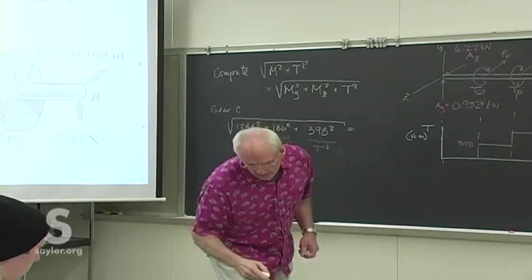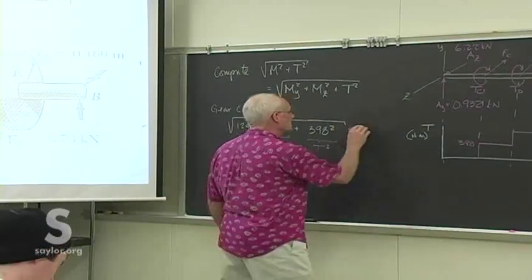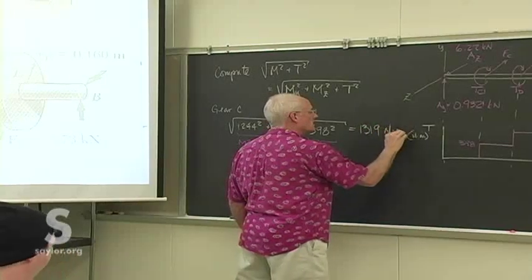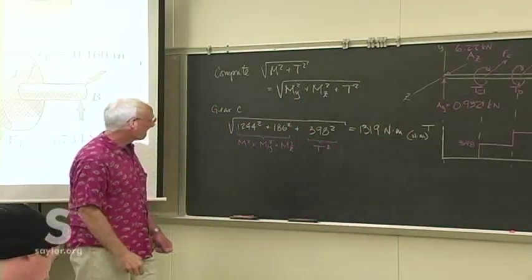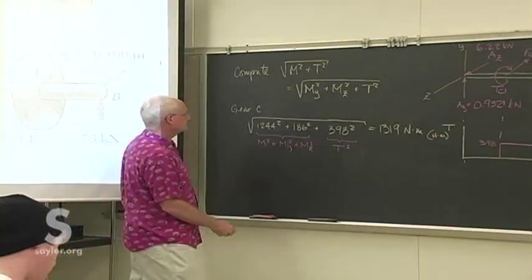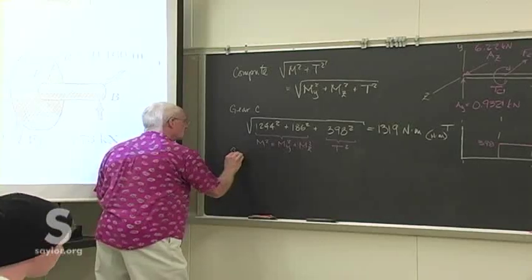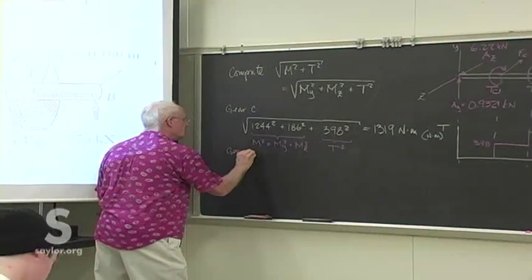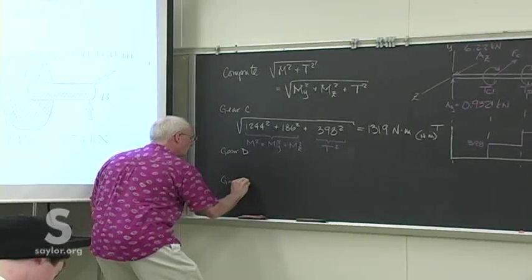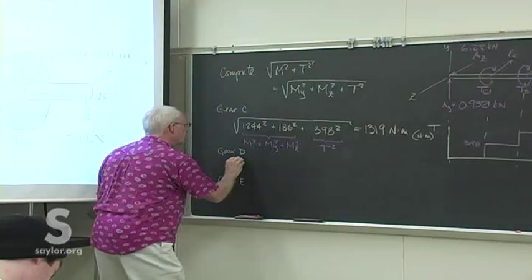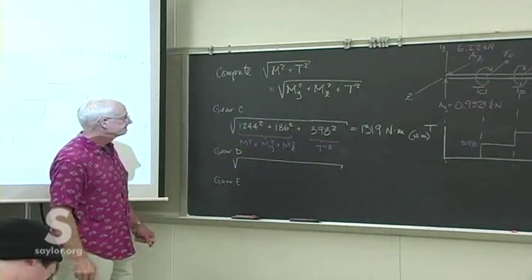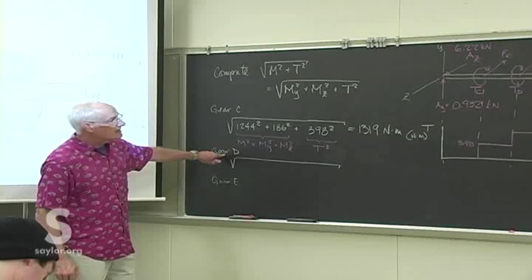And that quantity equals 1319 Newton meters. We do the same thing for gear D, and then again for gear E, so we can find out at which point things are the worst. So at gear D.